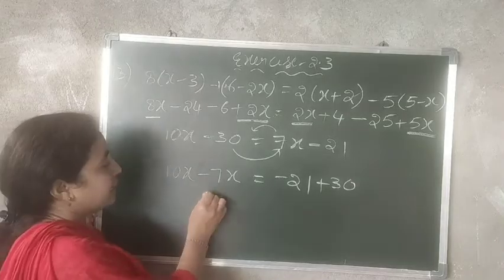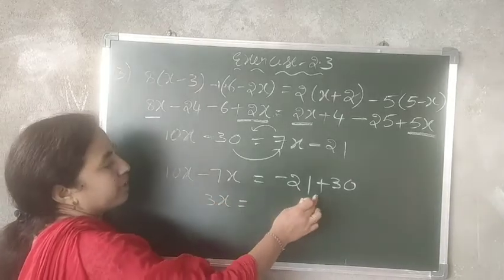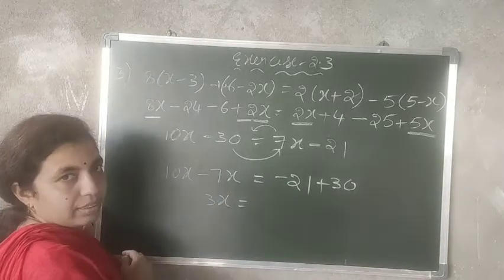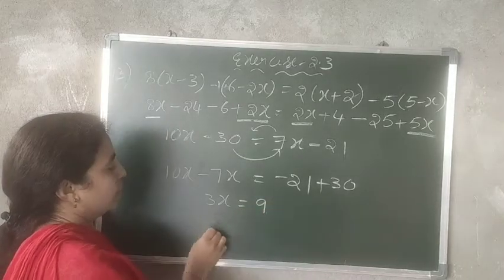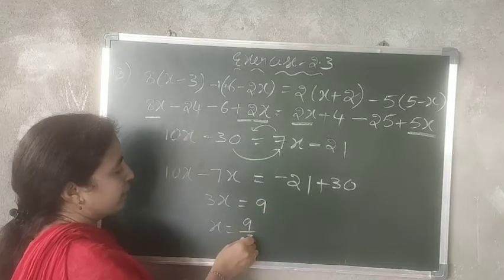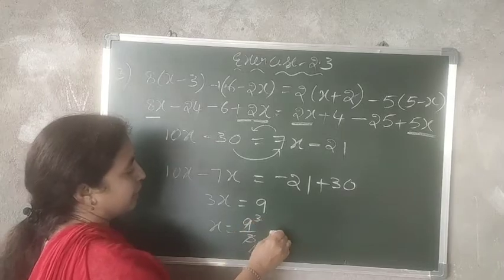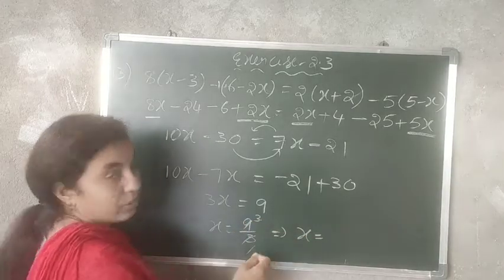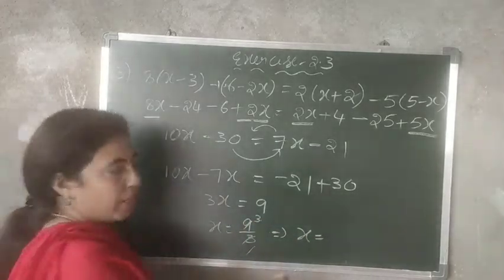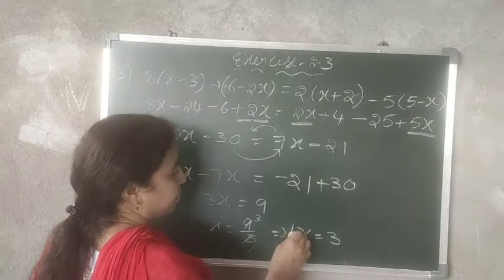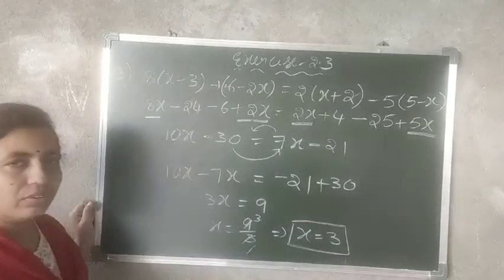Now 10x minus 7x is nothing but 3x. Minus 21 plus 30 is nothing but 9. So x is equal to 9 by 3. 3 ones are 3, 3 3s are 9. That implies x is equal to 3.